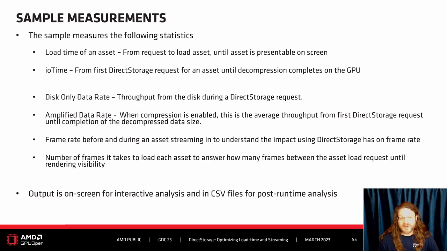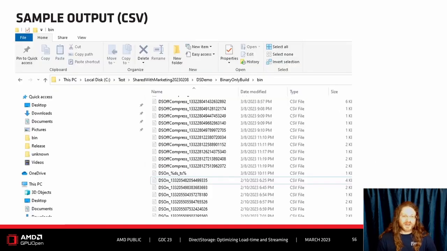We also include the average frame rate before and during asset streaming, so we can understand the impact of using DirectStorage on the frame rate. And of course, the number of frames it takes to load each asset, so we can get an answer of how much latency there might be. So here's a quick sample of our CSV output.